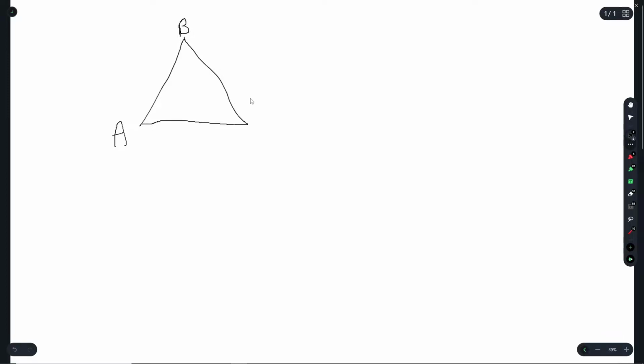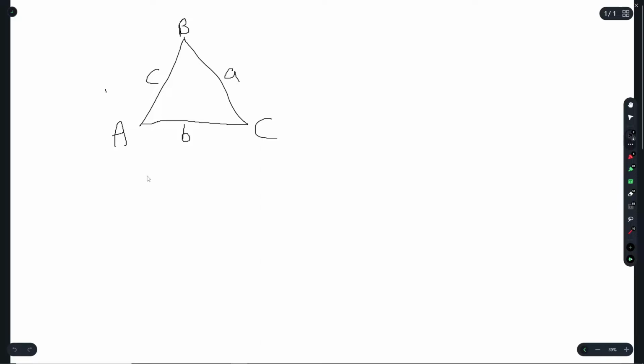In a triangle, the angles will be capital letters, and the sides will always be small letters. So the angles are the capital letters and the sides are the small letters. The sides are always opposite to the angle which they relate to. So it will usually look like this.